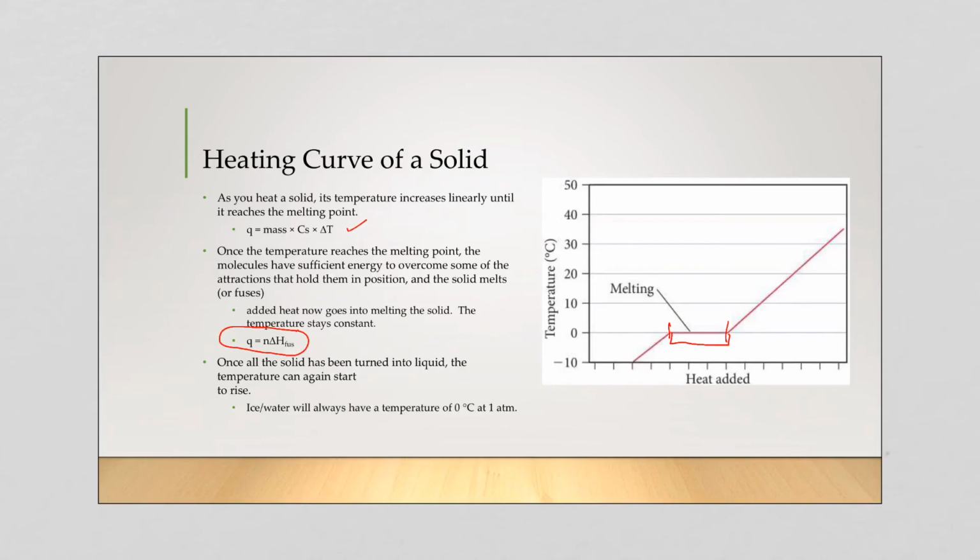So this is a key point: while we have both phases present, the temperature will always be basically the same. Once the solid is turned into liquid, the temperature can start to rise again. So with ice water, if you have both ice and water present, you will always be at 0 degrees at 1 atmosphere. As long as there's a reasonable amount of ice present, it's still going to hover around that 0 degree mark. But once all the ice is gone, then that liquid can start to more rapidly increase in temperature.